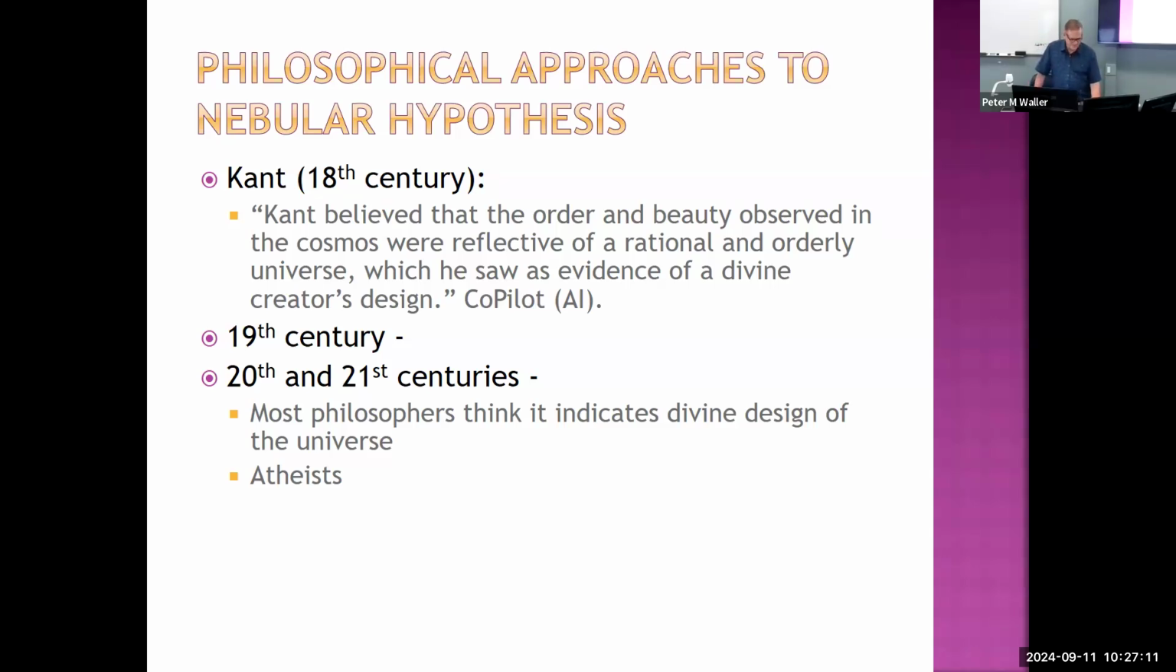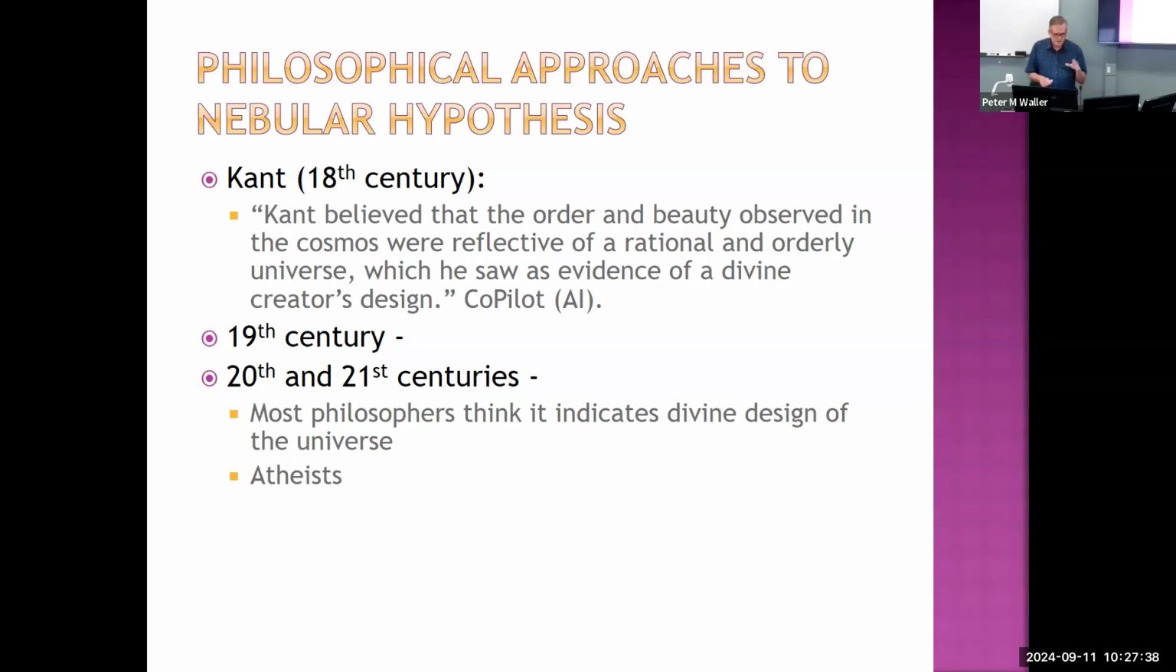But I looked this up on AI. I already knew he believed this, but I just wanted to see what they said. Kant believed that the order and beauty observed in the cosmos were reflective of a rational and orderly universe, which he saw as evidence of a divine creator's design. So he wasn't religious, but he was a believer in God.